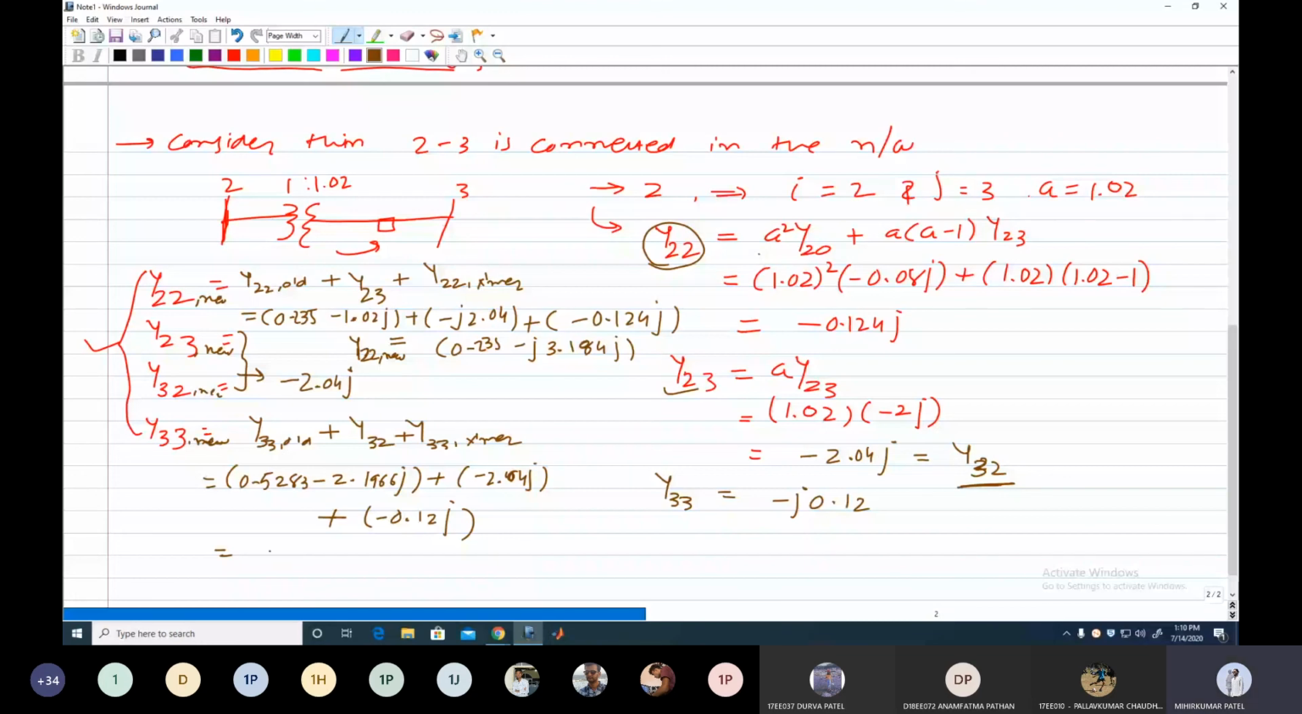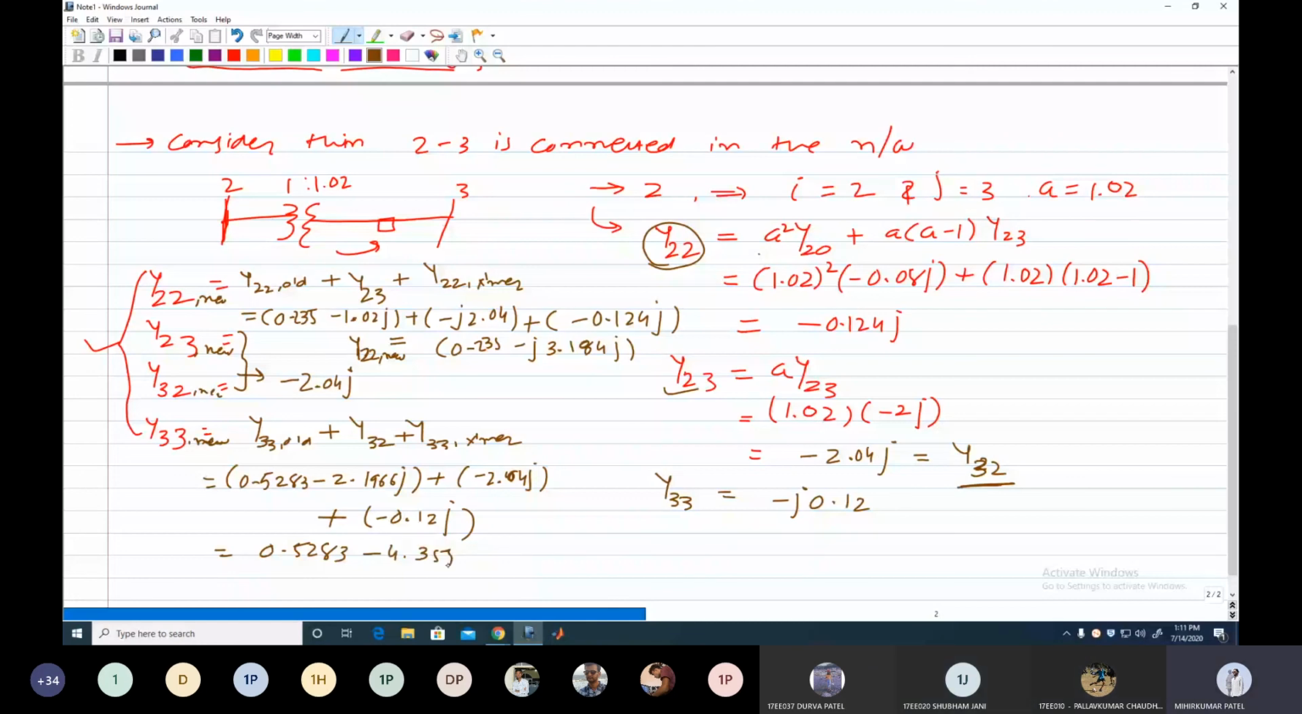What is the final value for y33 new? Plus 0.5283 minus j 4.3566. Very good. So, clear.